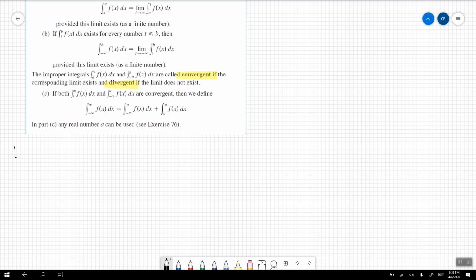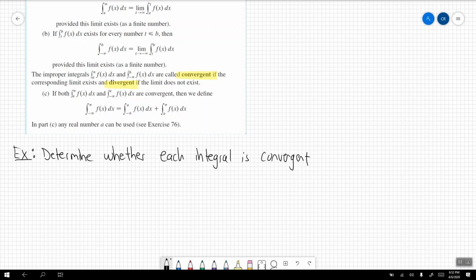All right, so let's try an example here. On this example, we want to determine whether each integral is convergent or divergent. So part A, we're going to work with the integral from 0 to infinity of 1 over the fourth root of 1 plus x.